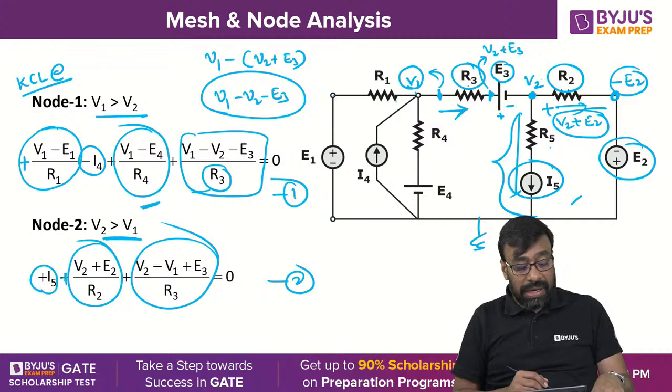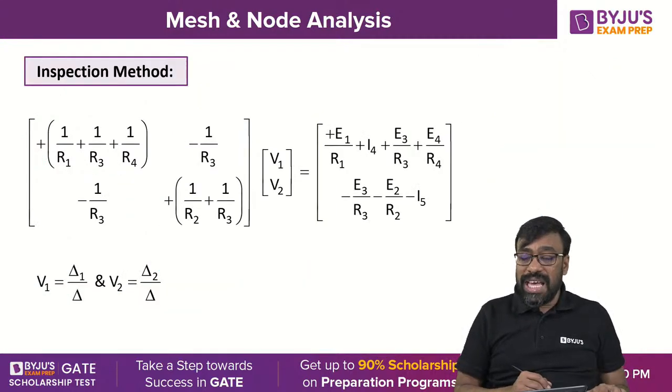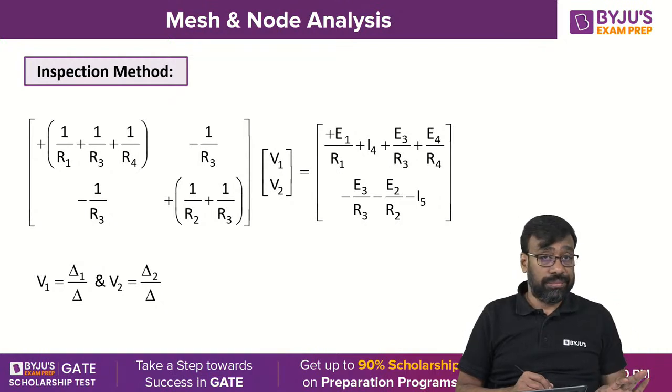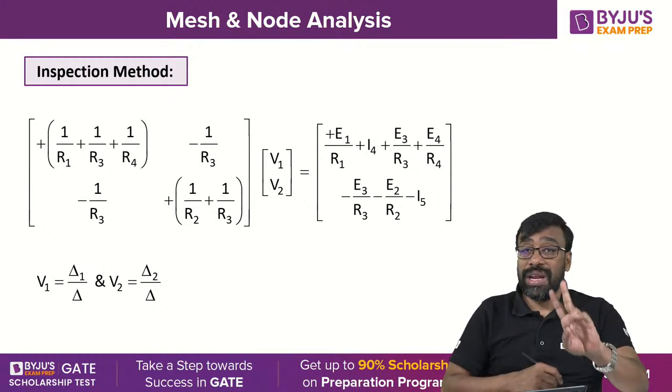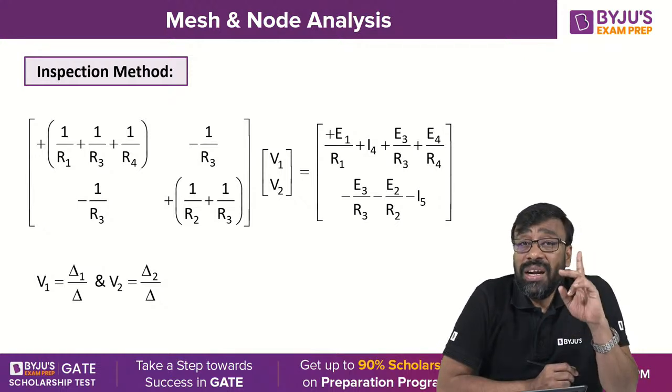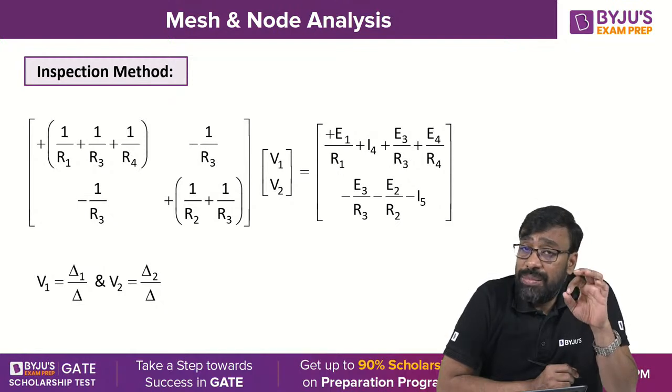Okay. Well, now I'm using the inspection method. You understand, all of you? Okay. Inspection. How do you use it? Again, a 2 by 2 matrix because there are 2 variables. Yes or no, all of you? There are 2 variables. I'm getting what?